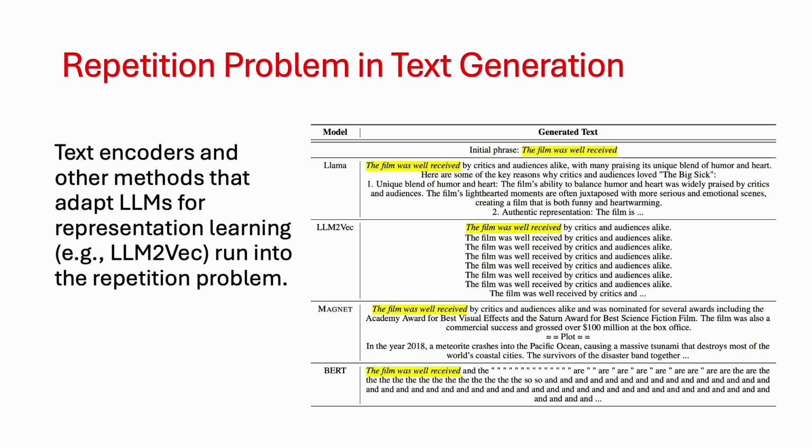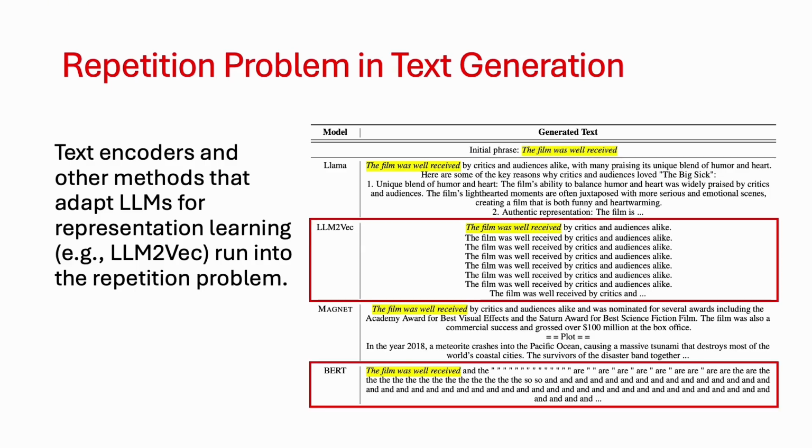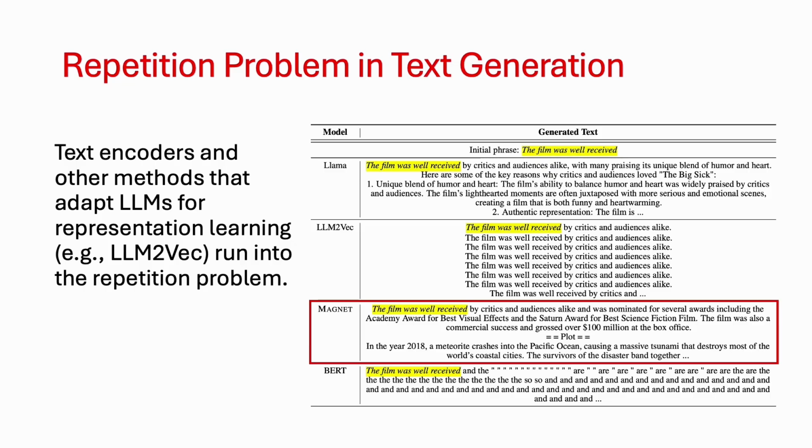We also analyze the repetition problem in text generation, which refers to the issue when language models repeatedly generate the same phrases or sentences over and over again. Text encoders and other methods like LLM2Vec that adapt LLMs for representation learning run into the repetition problem, as shown in the table. On the other hand, Magnet-adapted LLMs can generate coherent and non-repetitive text while being adept at representation learning tasks as well.